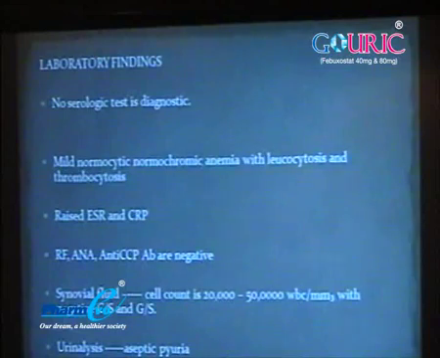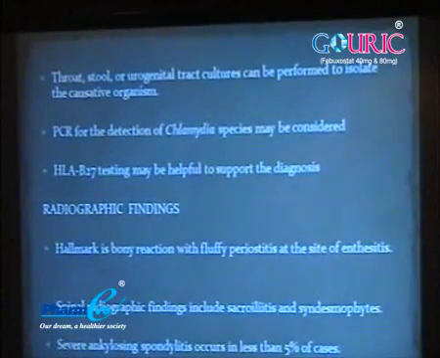Rheumatoid factor, ANA and anti-CCP antibodies are usually negative, and synovial fluid analysis shows a count of 20,000 to 50,000. So the clinical suspicion must be very high. Throat swab cultures and everything should be done to rule out a persistent infection.